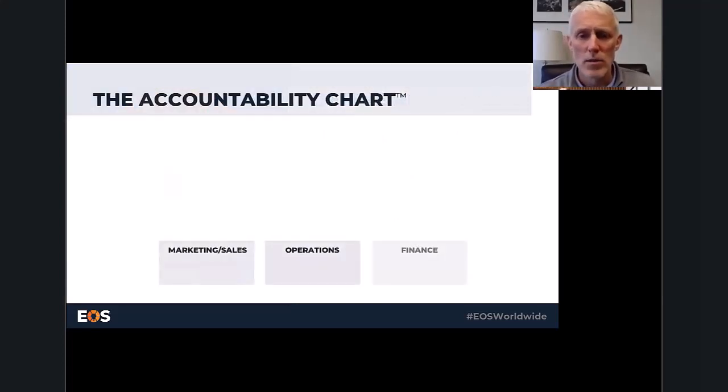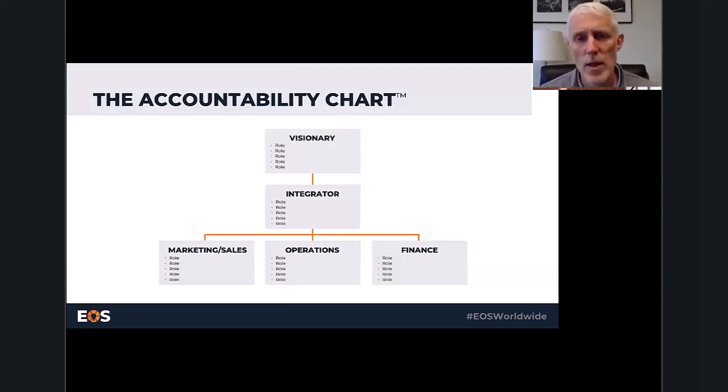We talk about structure. We use a tool called the accountability chart to help us build the structure. It looks like an org chart. I sometimes say it's an org chart on steroids. And the difference here between an organizational chart and the accountability chart is you'll see there are 5 primary roles that will be defined for each and every one of those seats. That's really the power. This clearly identifies what the person is accountable for delivering.